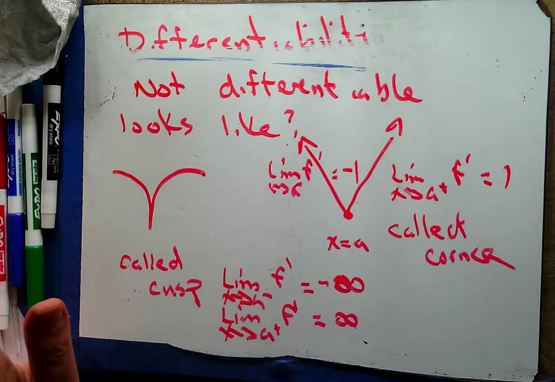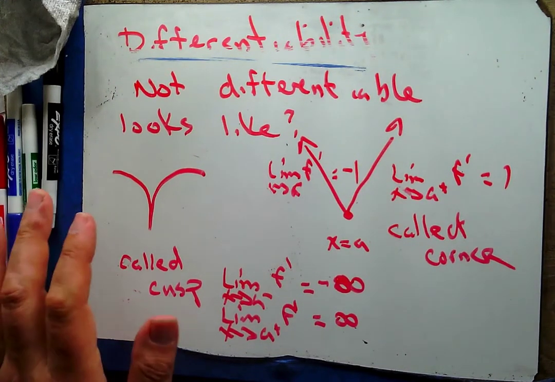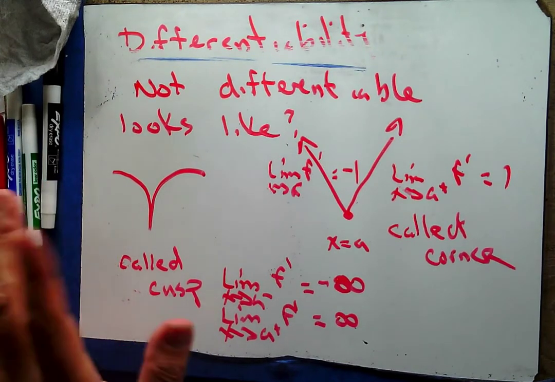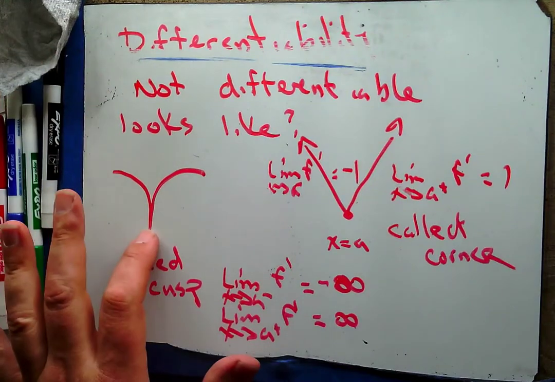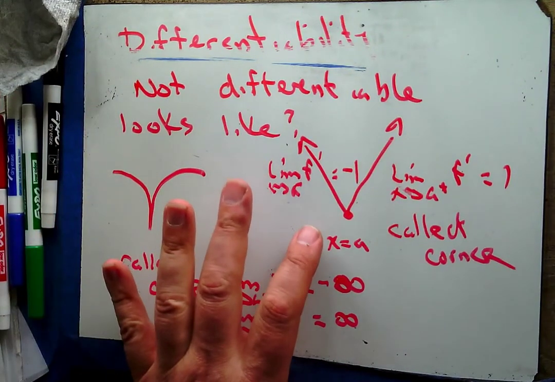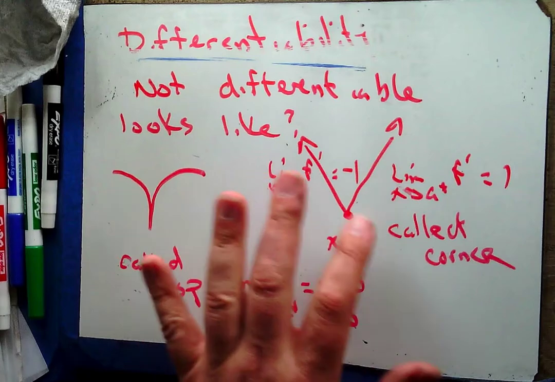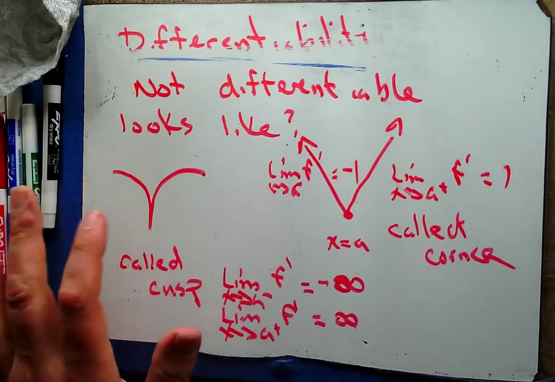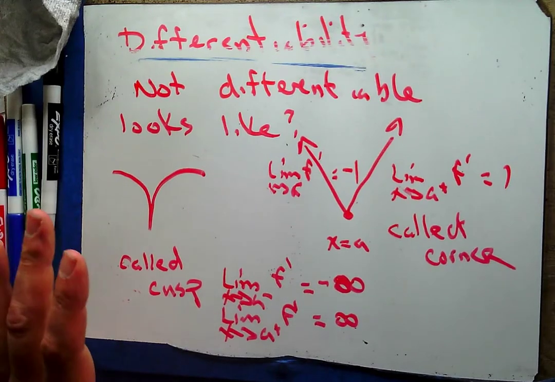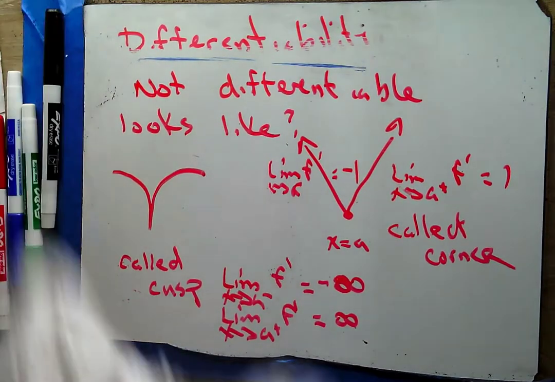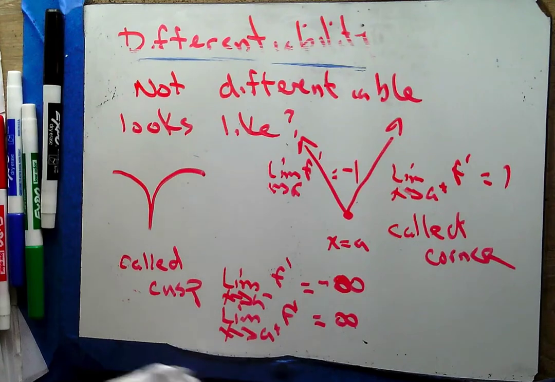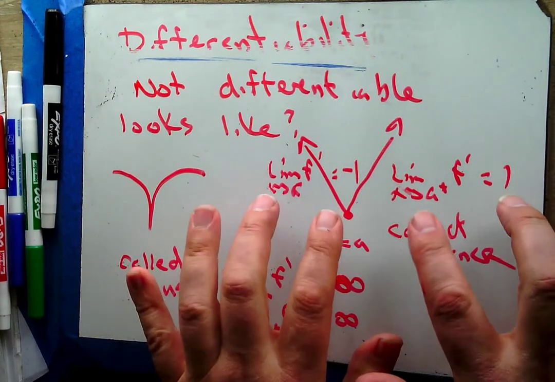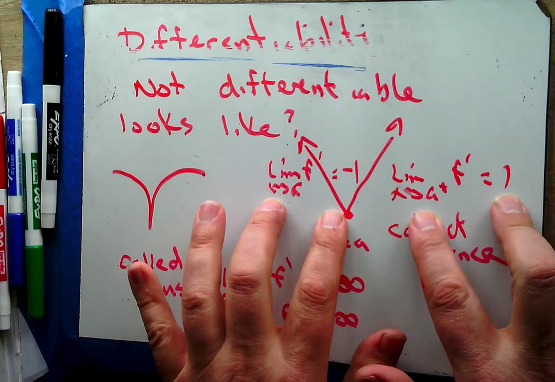But here's what you can't do. You can't justify differentiability or not differentiability. You can't justify that there's no derivative here or no derivative here simply by saying there's no derivative here because there's a corner, or there's no derivative here because there's a cusp. That's not sufficient. That doesn't explain why not. And what we need to see is this. We need to see that the limit of the slopes from both sides is not the same.